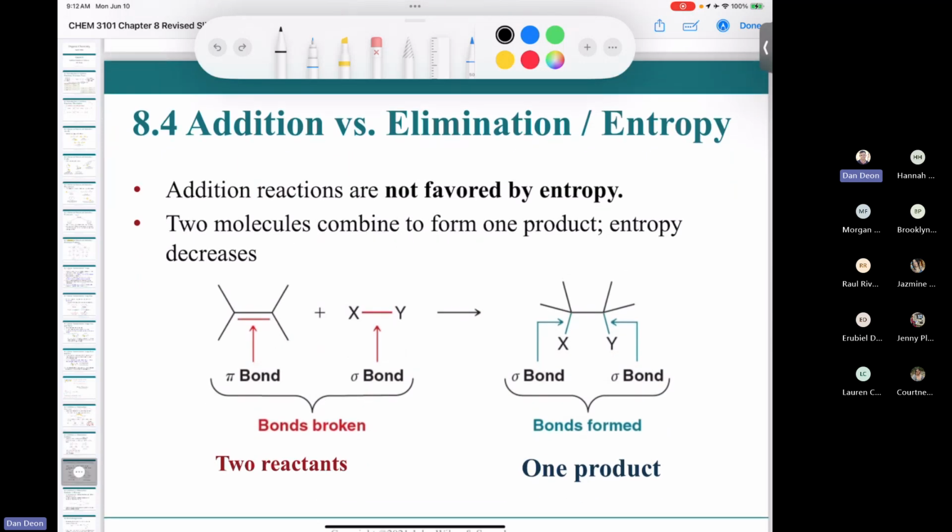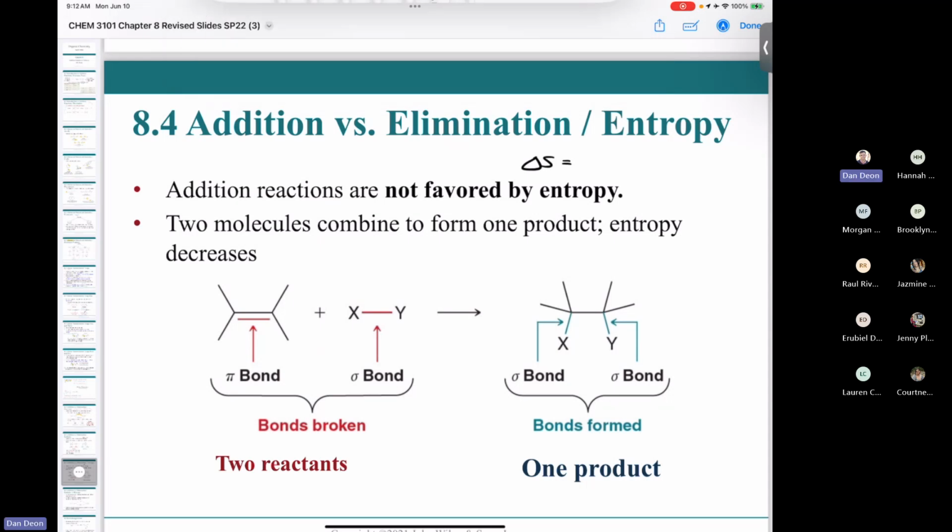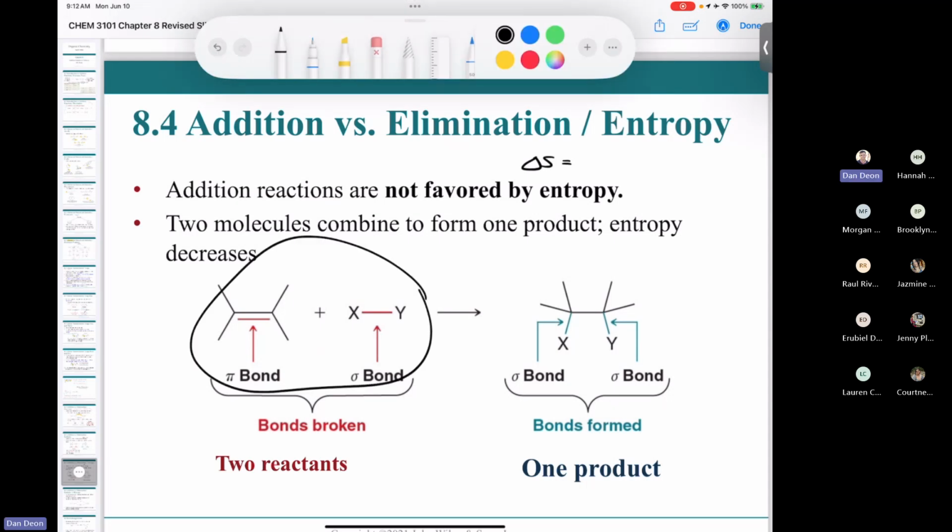Now what about entropy? Entropy is delta S. Let's think about that. What's happening is we're starting with two reactants and we're only ending up with one. If you remember back when we talked about entropy in chapter 6, I'll write it down here if you need to go back and take a look, the entropy actually decreases in this case. So entropy has a negative sign.